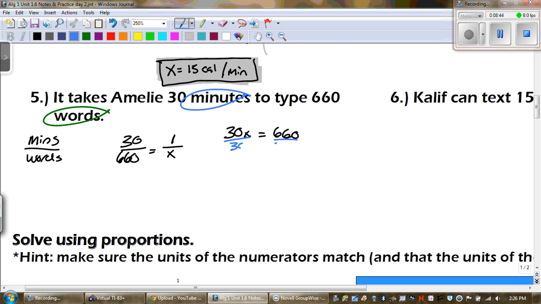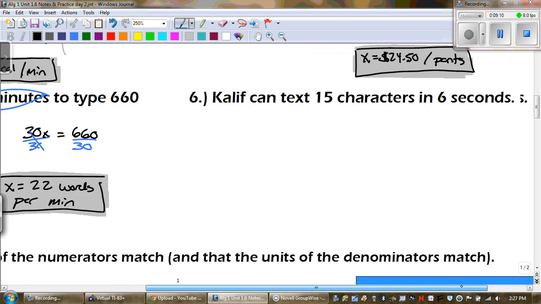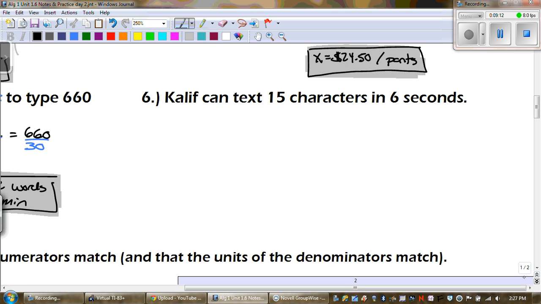Divide both sides by 30. And when we get our final answer, we know that x equals 22 words per minute. Okay, and I don't know if you know that or not, but that's not very good. Most jobs are looking for someone who can type a minimum of 60 words per minute.